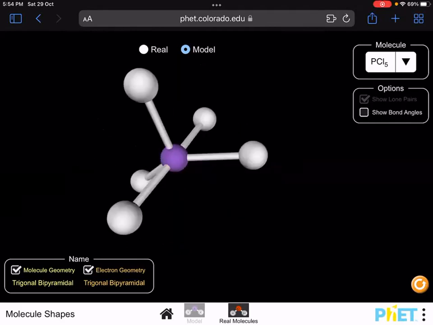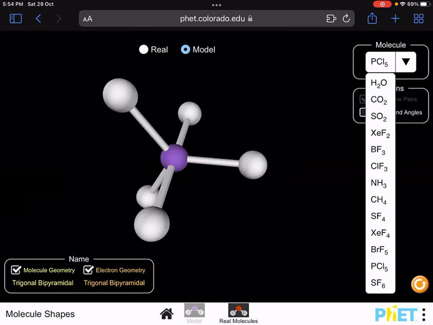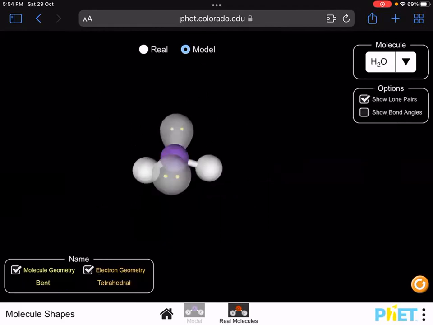The linear one is top and bottom. One goes this side, another goes this side, another goes this side. That's it. PCl5 is trigonal bipyramidal because there is no lone pair. Now you take the water molecule, so 2 lone pairs.